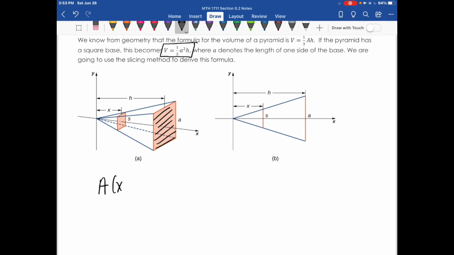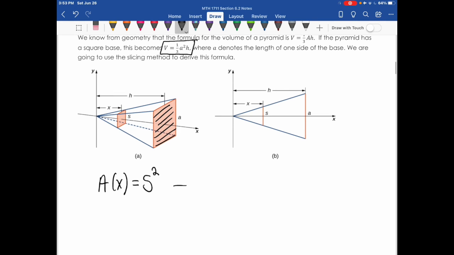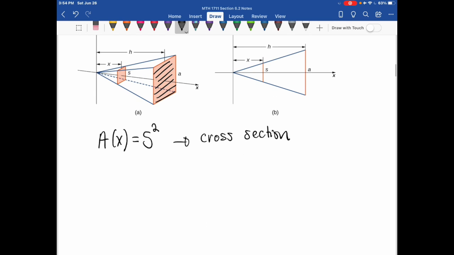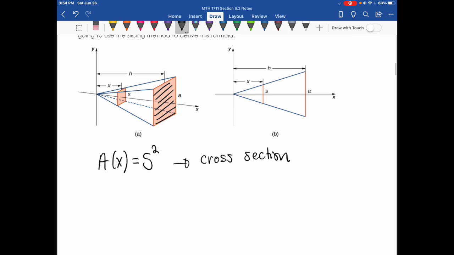Now, if we take a cross-section of the pyramid, we know that that's a square. So we know that the area formula is going to be s squared for the cross-section. However, if we want to integrate this with respect to x, we need to do some kind of substitution for s and write it in terms of x.